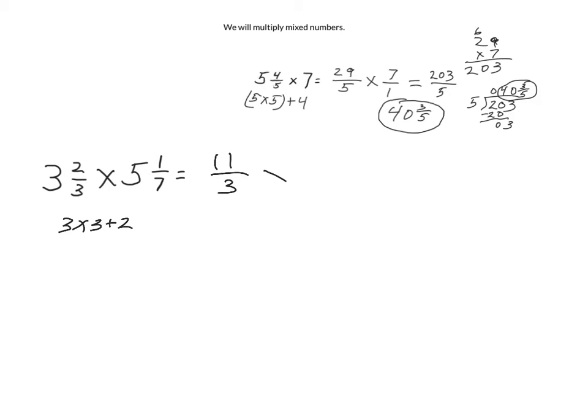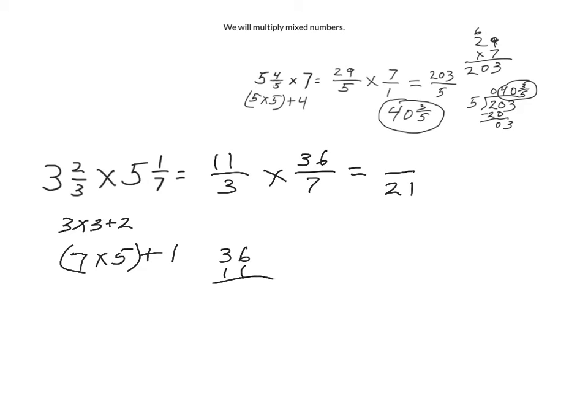thirds. And then for 5 1/7, we have to multiply 7 times 5 and add 1 to it. So that's going to be 36 sevenths. Now we need to multiply the numerators and multiply the denominators. Denominator is easy, right? 7 times 3 is 21. 36 times 11 is going to be a little more work.